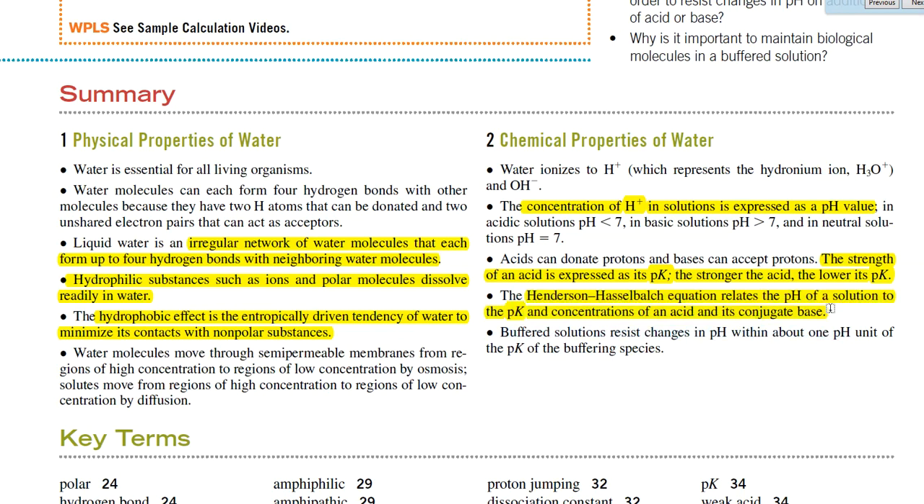We have already discussed that. And buffered solutions resist changes in pH within about 1 pH unit of the pK of the buffering species. So buffered solutions resist the change in pH. Okay, so that's it for the first 2 chapters.